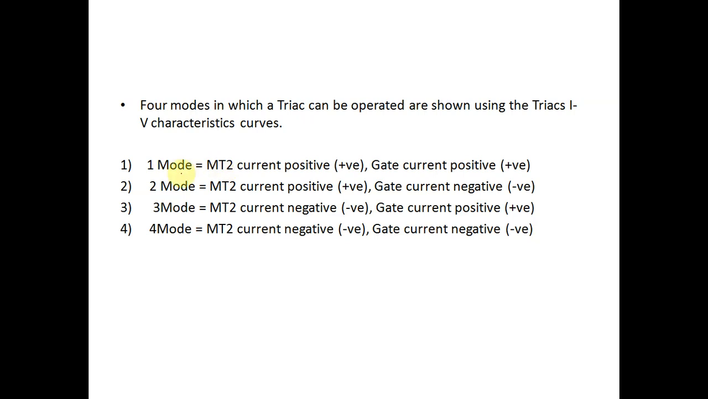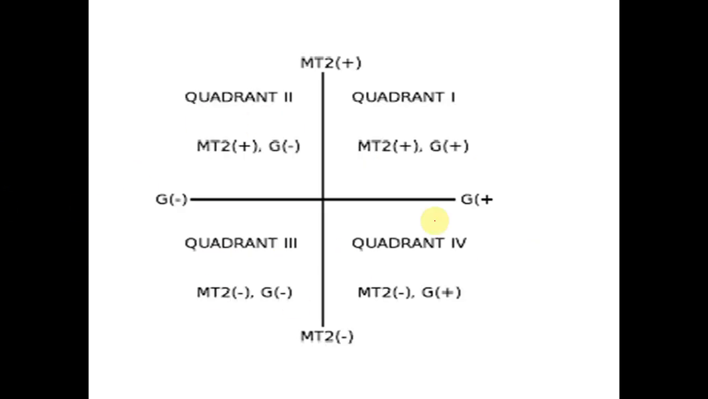With respect to this, in mode first, MT2 current is positive and gate current is also positive. In mode 2, MT2 current is positive, but we apply gate current negative. In mode 3rd, MT2 current is negative and gate current is positive. And in mode 4, we apply MT2 current negative and gate current is also negative. For that purpose a quadrant is applied.